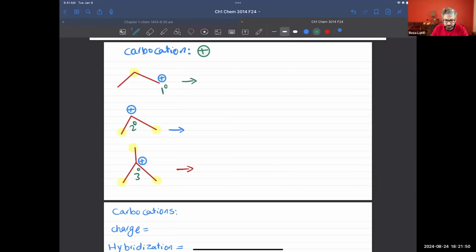I have three carbons: 1, 2, 3. The first one, I'm going to give 3 hydrogens until I make it octet. The second one, I will give 2. Why 2? Because it's already attached to 2 carbons, so it's missing 2 more bonds. And this carbon is already attached to 1 carbon, and requires 2 more hydrogens. If you leave it as it is, it's going to have a positive charge.